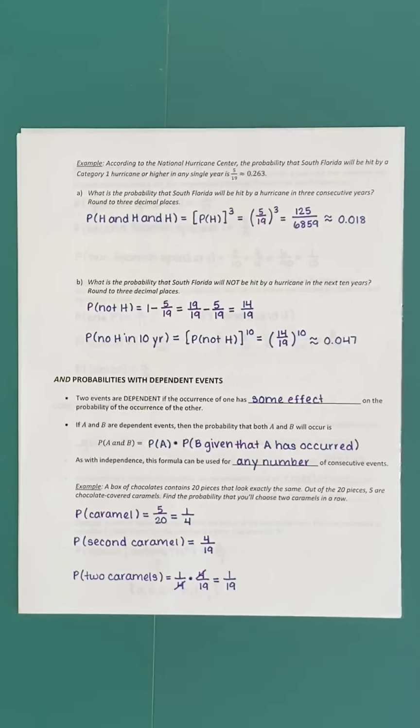That's what dependence means. If one event doesn't affect how likely the other is to occur, then we know the events are independent. In this situation, one event occurring has an effect on whether or not the other event occurs. Not drawing a caramel makes the second caramel more likely. Drawing a caramel the first time makes the second caramel less likely. So those two events are dependent, and that's what this looks like in this situation.